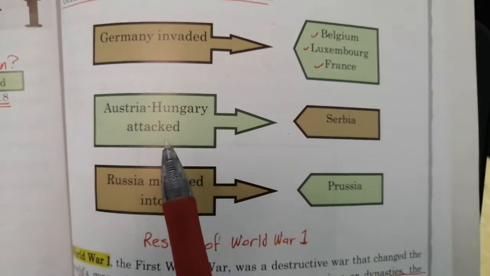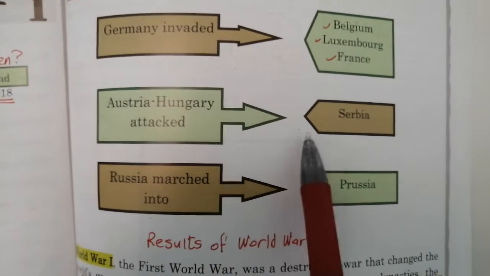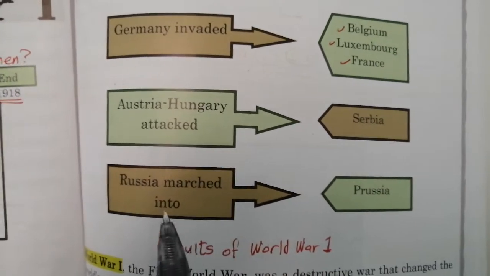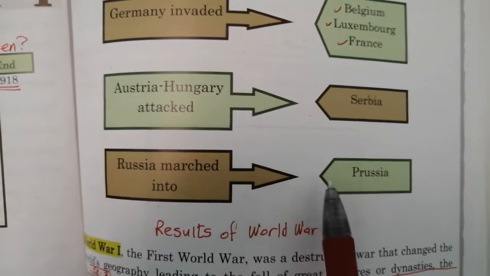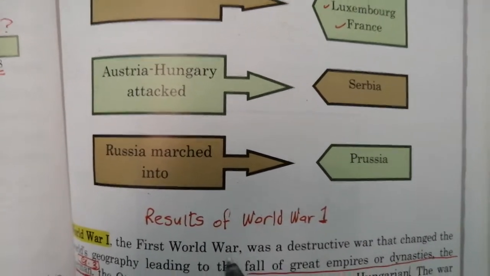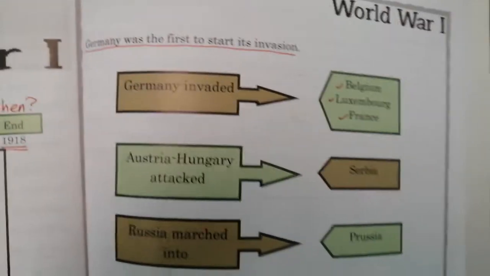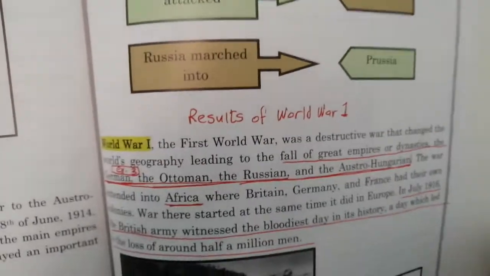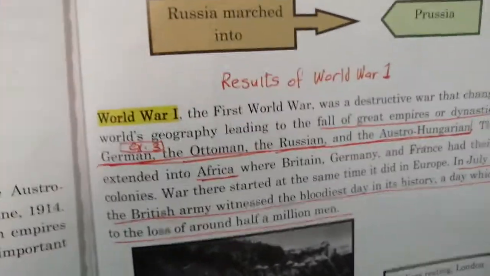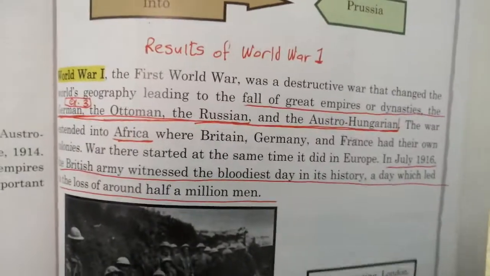Then, Austria-Hungary attacked what? Attacked Serbia. Then Russia marched into Prussia. This is here the beginning or the map of the war. Then after that here, what happened or what were the results of the First World War?